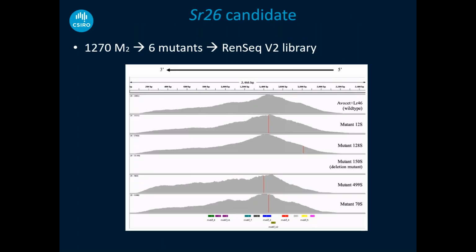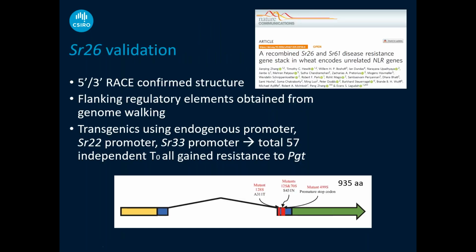SR26 was a similar story. This actually included a known deletion mutant, and it was quite useful to include this in the analysis, because it meant that we could eliminate a lot of contigs where you did have read alignments for mutant 150S. That also helped to reduce the search space to contigs that did show evidence of deletion in this mutant. The structure was also confirmed with 5' and 3' RACE. The regulatory regions were obtained using genome walking.